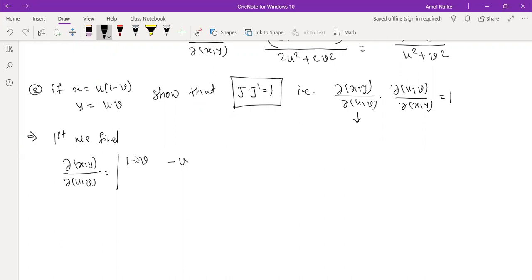Yes, if I multiply here, minus u. Now y with respect to u, I am getting v, and y with respect to v, I am getting u. So I will calculate this. What I am getting: u minus uv plus uv. So this is u. So my first task is done.